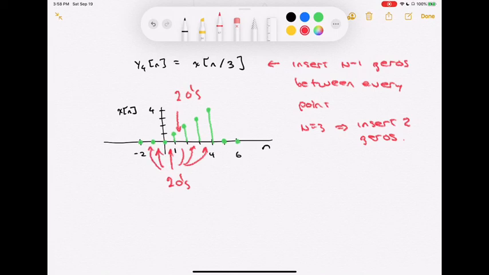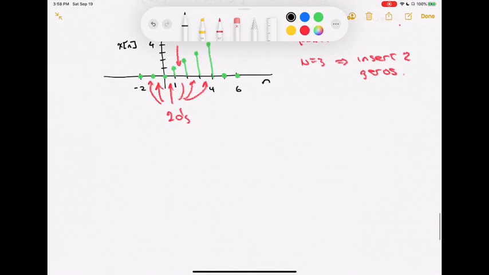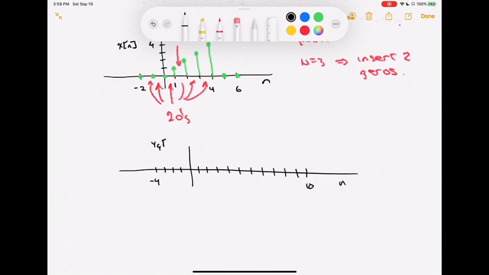So how would that end up looking? If I draw my axis again, I'm going to make it a little bit bigger this time. I'm going to have 0, 1, 2, 3, 4, 5, 6, 7, 8, 9, 10, and then -1, -2, -3, -4, something like that. And this is going to be my y4 of n. I'll draw this in green to keep the original points as originals. There's my original point.